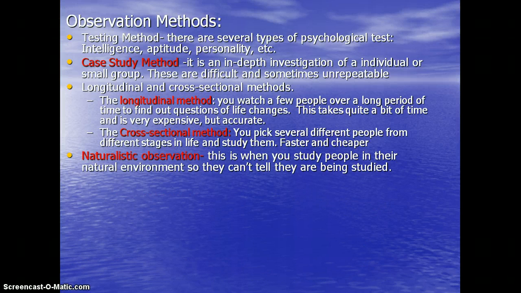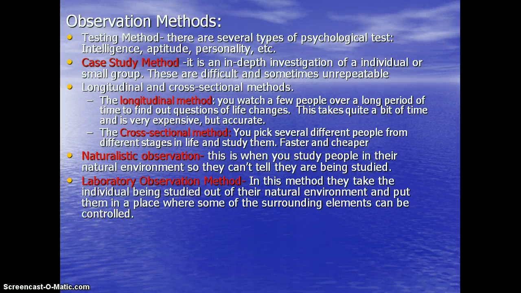Now, naturalistic observation has to do with watching people in their natural environment. If you watch students, obviously you're going to watch them in a classroom. If you're going to watch gorillas, you go to the jungle. If you're going to watch prairie dogs, you go to the prairie. That's naturalistic observation. Laboratory is when I want to control some part of the surrounding elements.